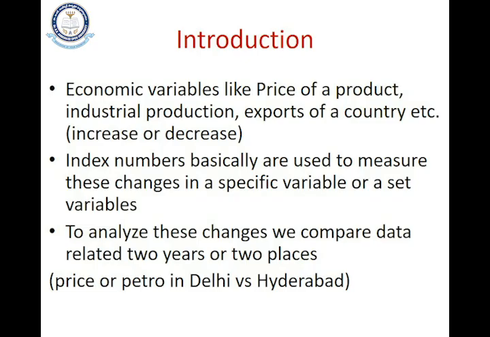Index numbers basically are used to measure the changes in a specific variable or a set of variables. To analyze these changes, we compare the data relating to two periods or otherwise two places. That means we can compare the price of petrol in Delhi and the price of petrol in Hyderabad, and we can compare the price of petrol in the year 2020 and also in the year 2025. Like that, we can analyze the change in the price of a particular economic variable with respect to time and also with respect to place.